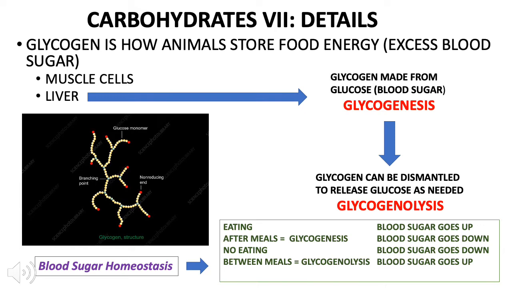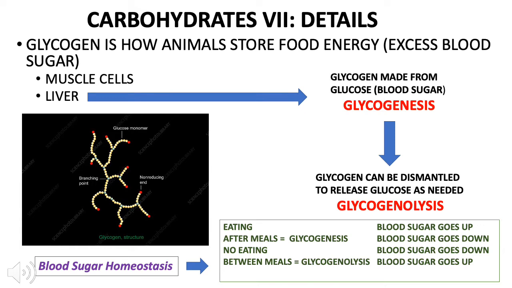Glycogenolysis. Lysis means to break, to split. So you'll notice in my little boxed item down here, I've documented what I've just been talking about. You eat, your blood sugar levels go up. After the meal, glycogenesis takes place, your blood sugar levels go down. But you're storing glycogen in your liver.